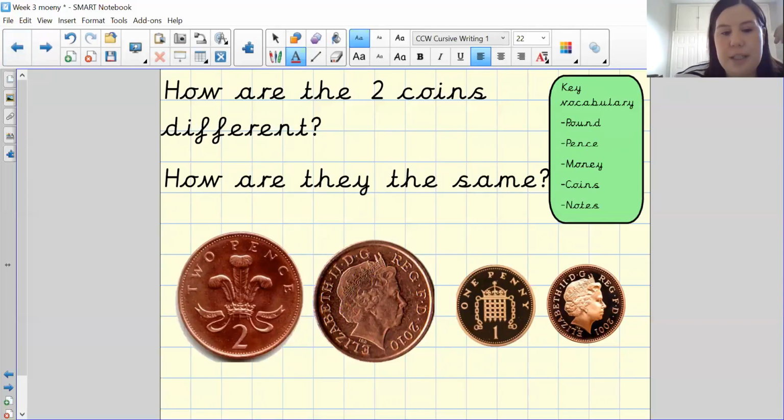So the difference is the 2p coin is bigger than the 1p coin. What is the same? The same is the colour. It is bronze.